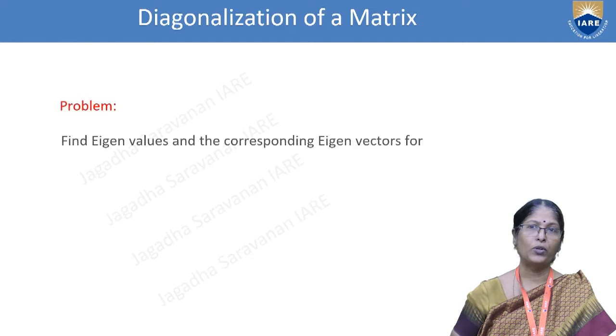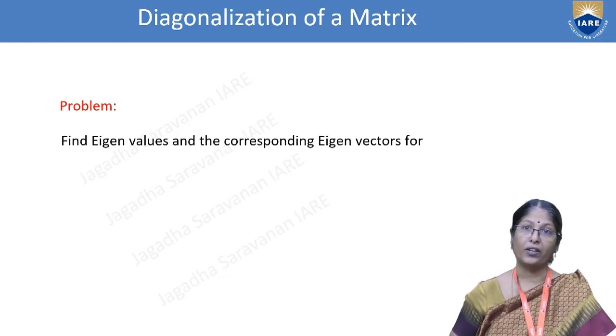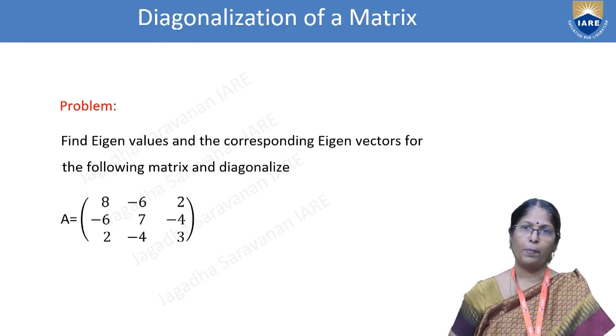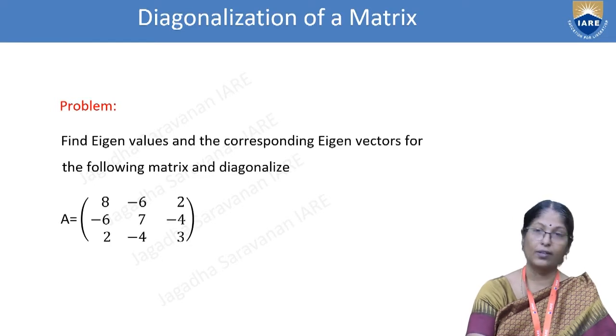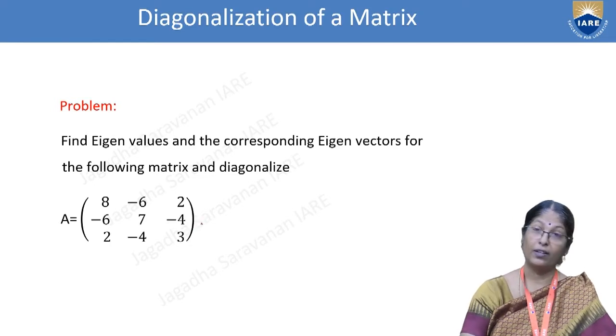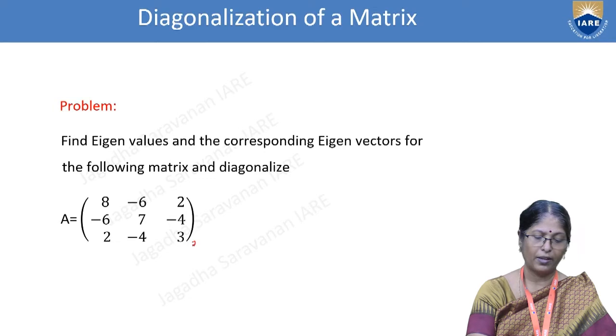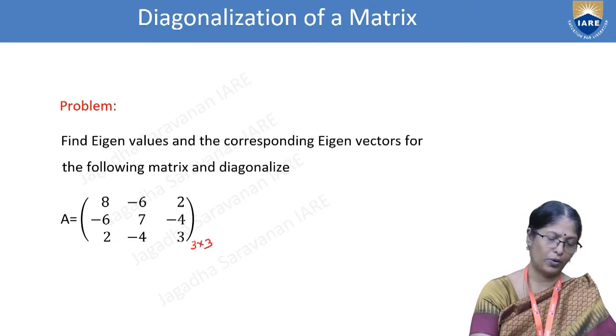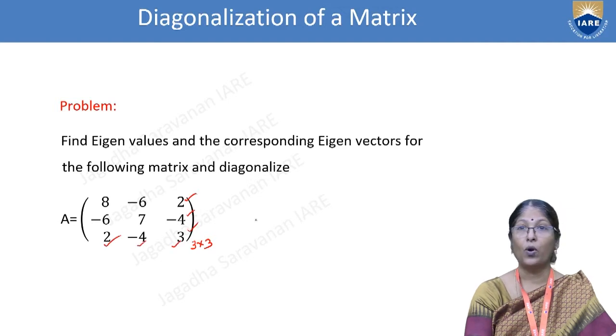Next we are going to solve a problem, that is, finding eigenvalues and corresponding eigenvectors for the following matrix and diagonalize. Capital A equal to, this is the given matrix. It is a 3 by 3 matrix because it has 3 rows and 3 columns.